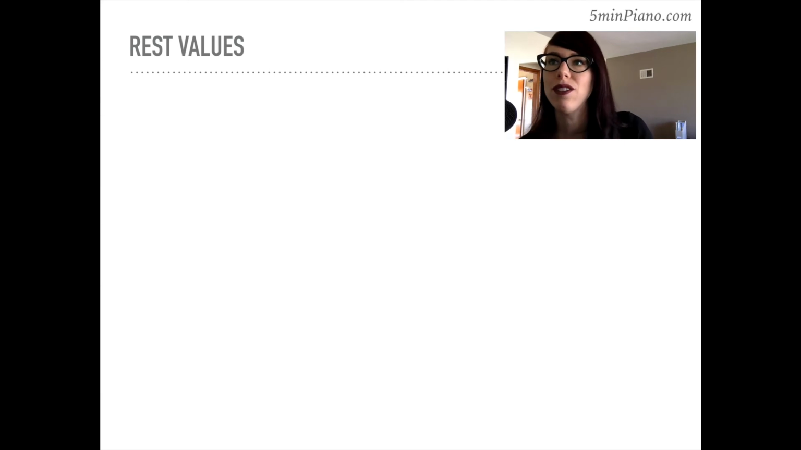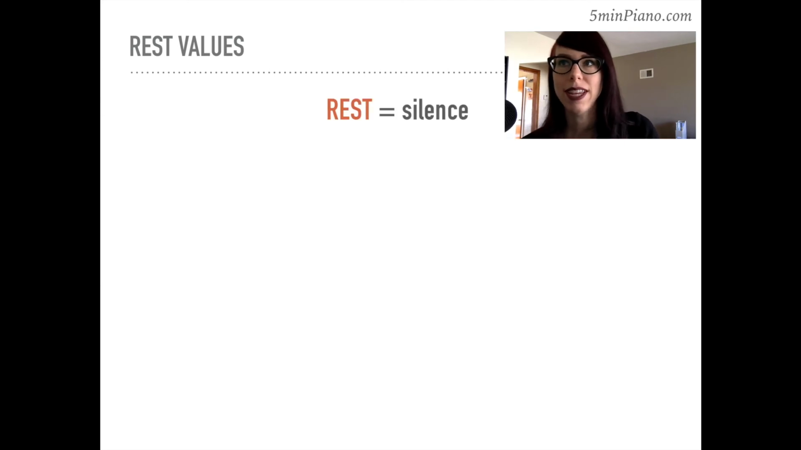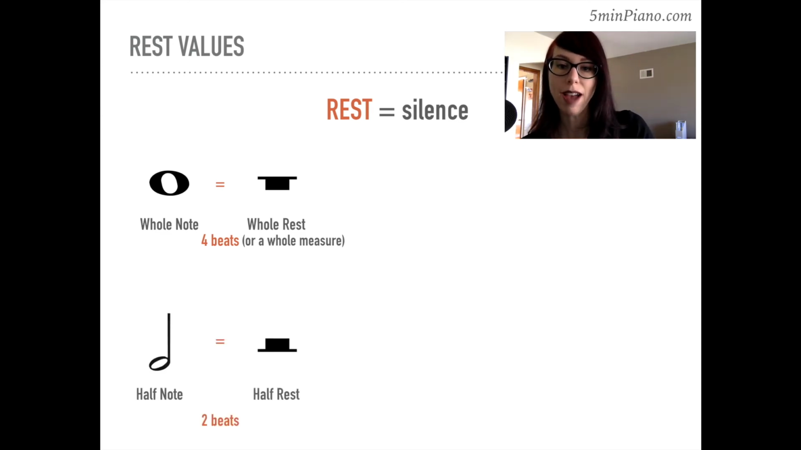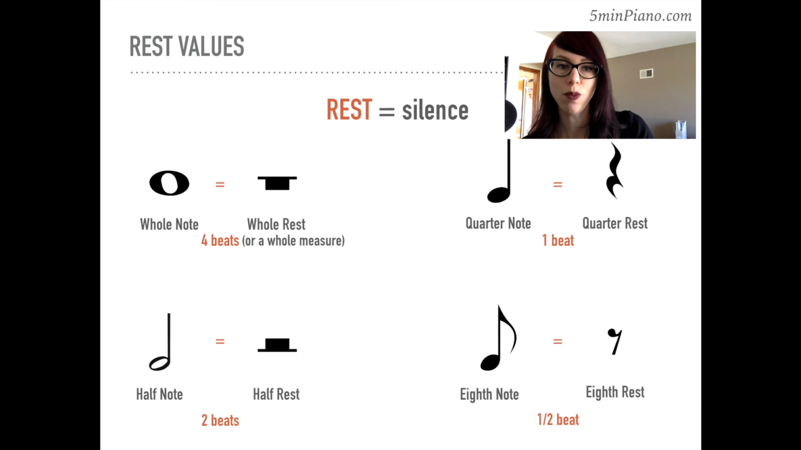In music, we also have rests, and rests indicate silence. They get their own values just like notes. A whole rest is a whole measure of rest. A half rest is 2 beats, quarter rest is 1, and an eighth rest is half a beat.